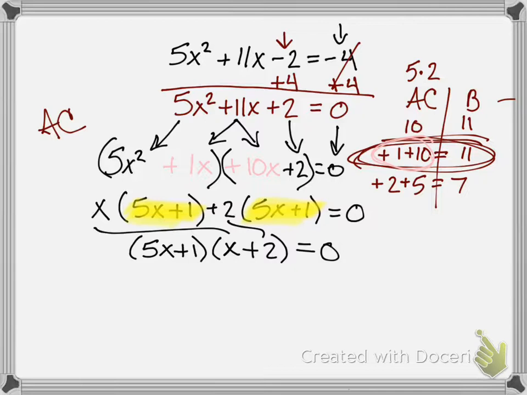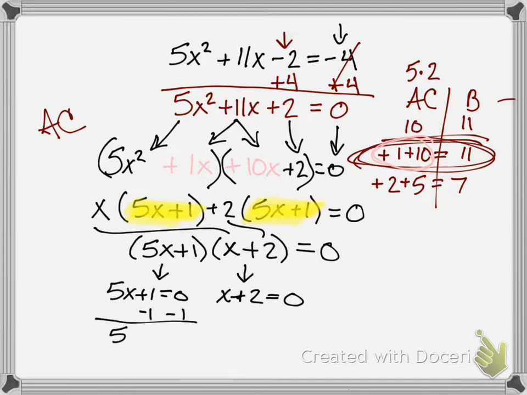Our last step is to set each factor equal to 0 and solve. So this is one factor, 5x plus 1 equals 0. My second factor is the second group, which is the x plus 2 equals 0. So now I'm going to take each one of these little mini equations and solve each of them for x. So in my first one, 5x plus 1 equals 0, I'm going to subtract the 1 to the other side. This is just our normal solving equations. And divide by 5. And I'm left with x equals a negative 1/5.